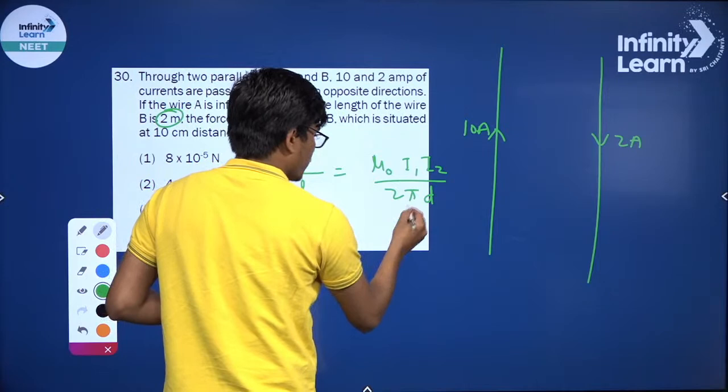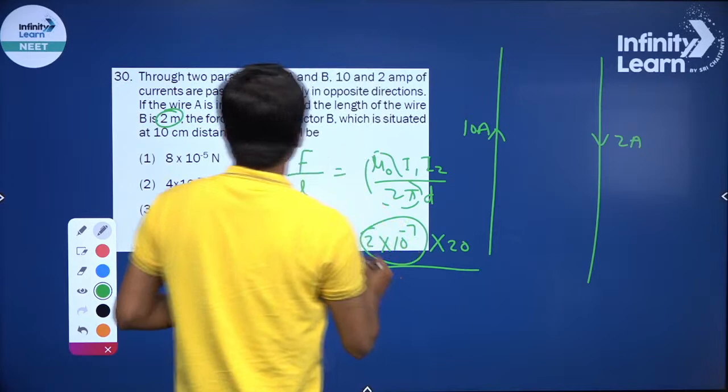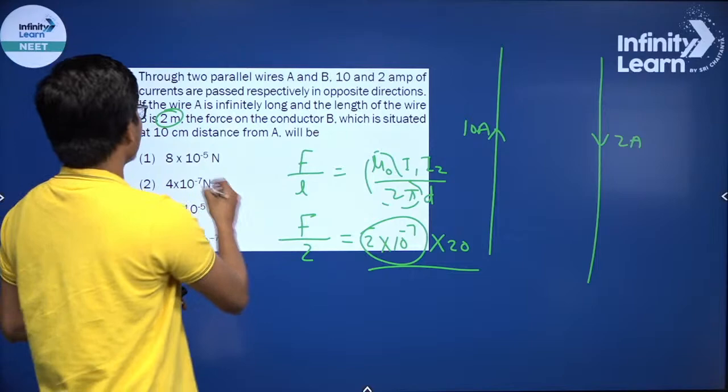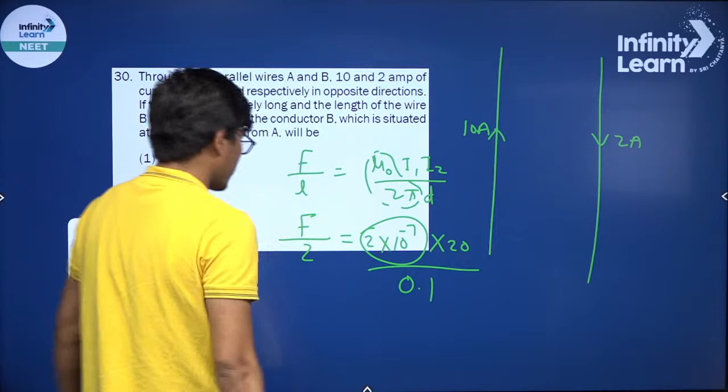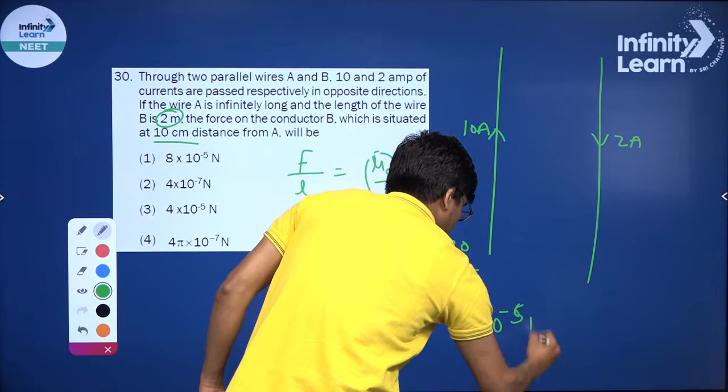Mu naught upon 2 pi will be 2 into 10 to the power minus 7. This is a very simple calculation. And I1 I2 is 20 divided by d. D is also given, that is the distance, 10 centimeter, which in meter will be 0.1. And F you need to find. So it will be 80 into 10 to the power minus 6 newton, or you can write 8 into 10 to the power minus 5 newton. That is the first option.